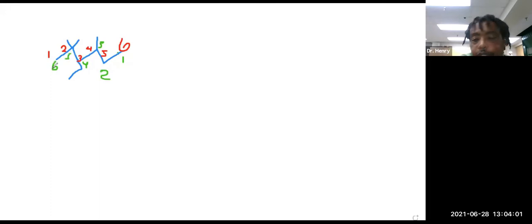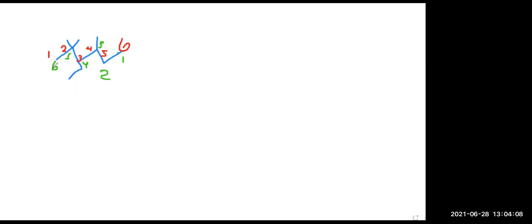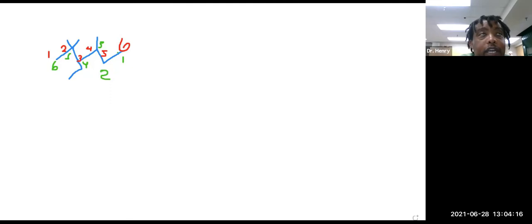Red numbering or green numbering? Red. Why? There's a branch on 2. Okay, because we have a branch on 2. Okay, so let's start naming it. So the longest chain was 6. So what would the last part of the name be?